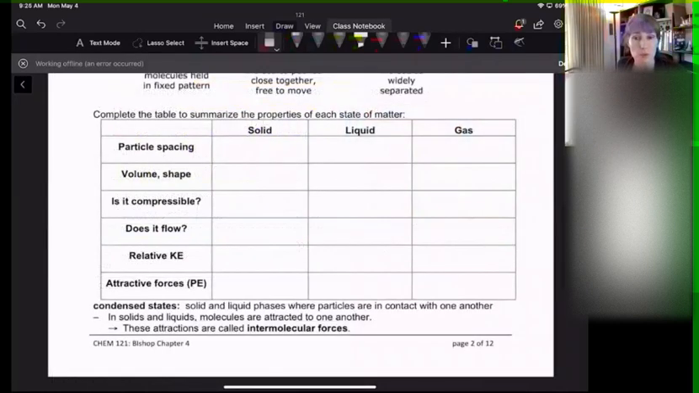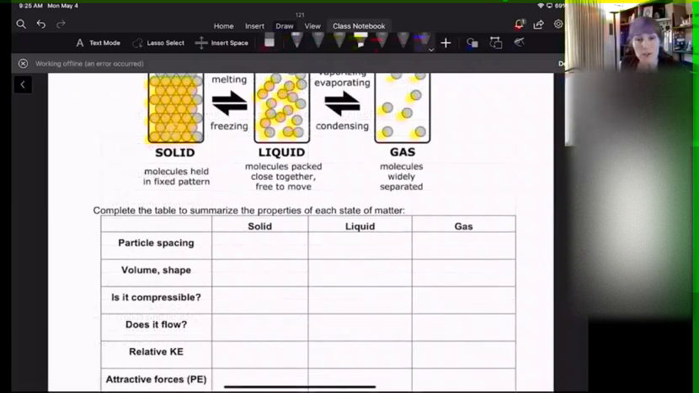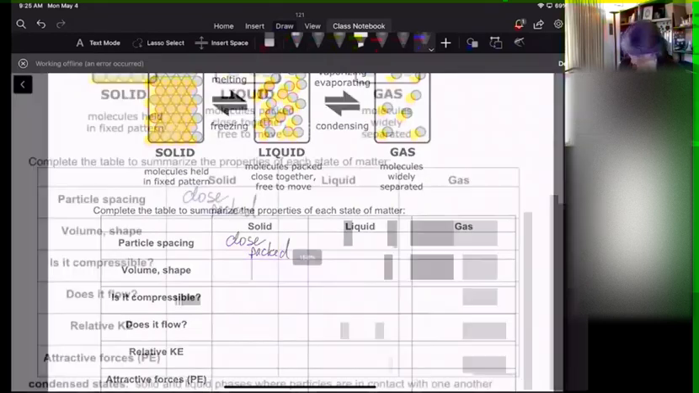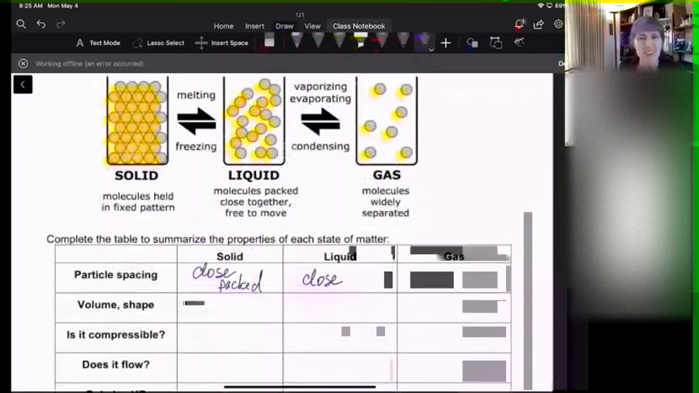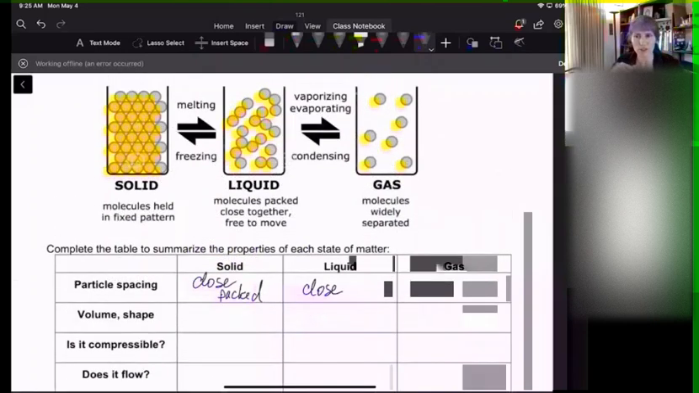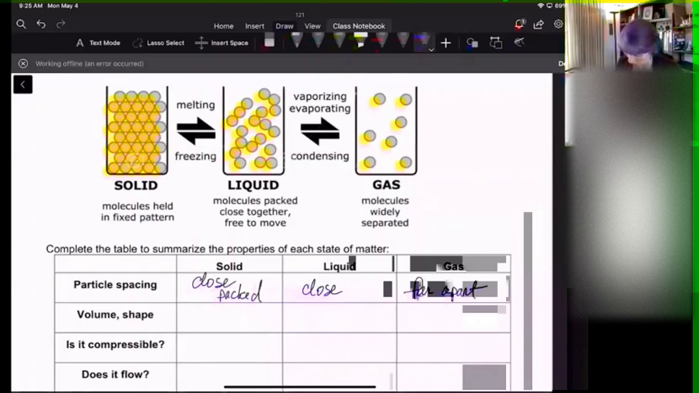I'm going to run through this pretty quickly. The particle spacing for solids is close packed. You can see how close they are in that solid. In a liquid, they are also close. There's a little more room. They can move around each other. They can squeeze by. And then in the gas, these are widely spaced. They're far apart. In the gas, they're not interacting with nearest neighbors at all.